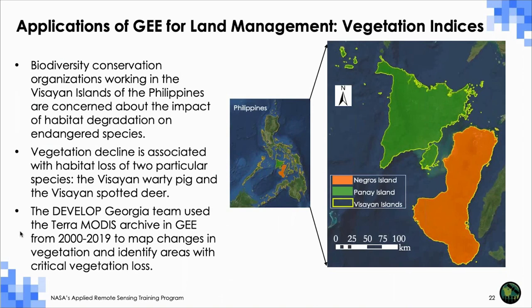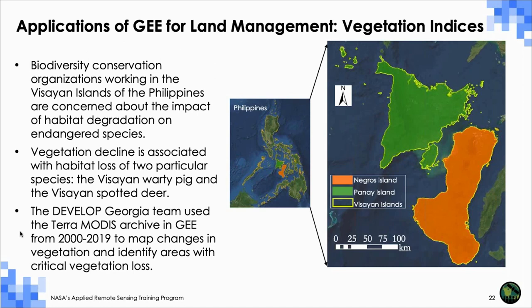So our second Develop example used vegetation indices to examine forest decline over the past 20 years in the Visayan Islands in the Philippines. And biodiversity conservation organizations working in the Visayan Islands are really concerned about the impact of habitat degradation on endangered species. And mapping of vegetation decline in the area is particularly important in terms of habitat loss for two species of interest, and those are the Visayan warty pig and the Visayan spotted deer.